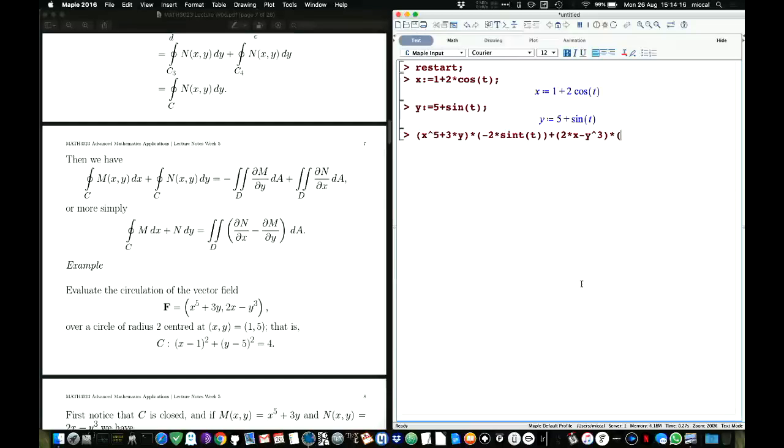and something's wrong. What's wrong? Oh, thank you, that should be 2 times sine of t. The derivative is 2 times cos of t. Oh, I'm on fire. There we go.